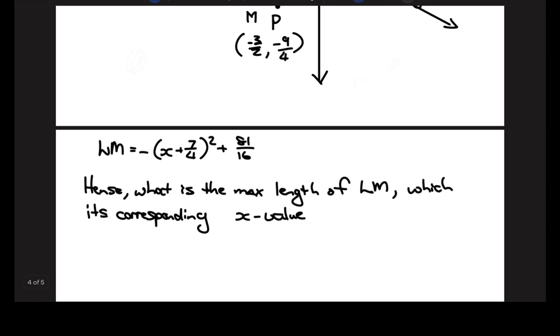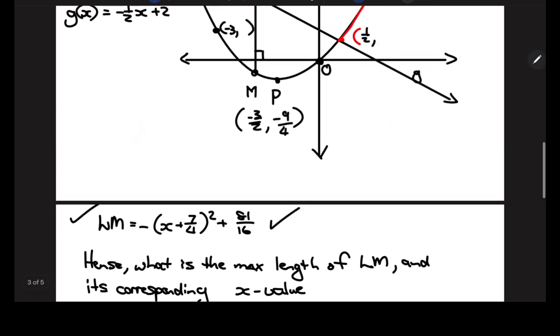Okay, so the next question, so that we've just worked out this. They say, hence, what is the maximum length of LM and give the corresponding x value. So hence, what is the maximum length of LM and its corresponding x value? Let me just remove that. Okay, what does it mean? It means, now look at this.